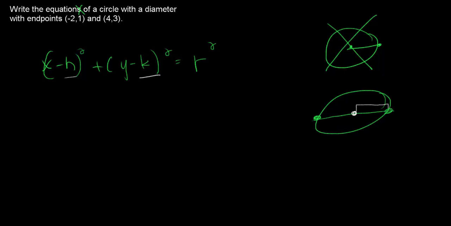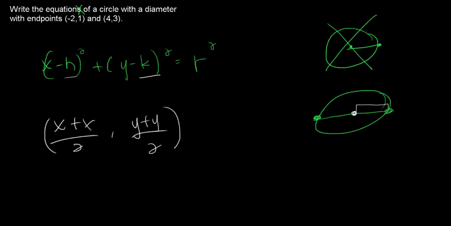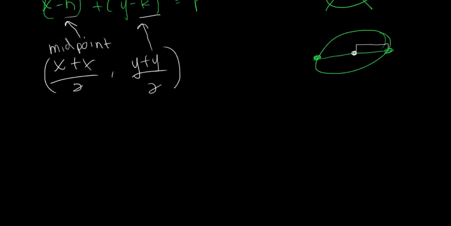The midpoint is an average. All you do is take your x values, add them together, and divide by 2. And then take your y values, add them together, and divide by 2. So this is the midpoint. Once I have the midpoint, I can plug it in right here and right here for h and k.